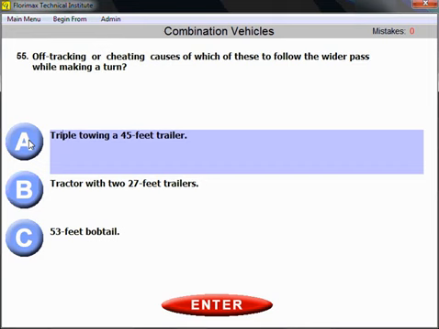The more trailers you are towing, the wider you need to drive while making a turn, and that's the correct answer. You do not have to ask which one is longer. No, which one has more trailers. Okay, that's why a triple makes a wider turn.